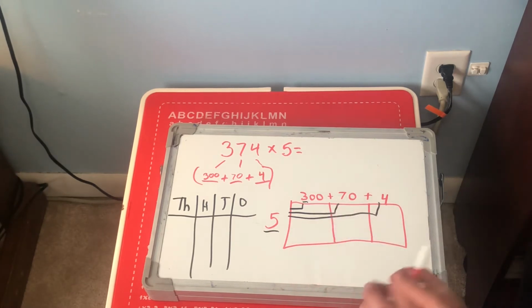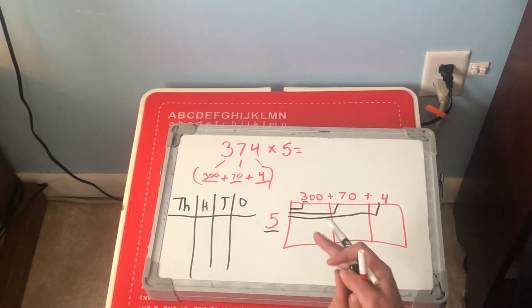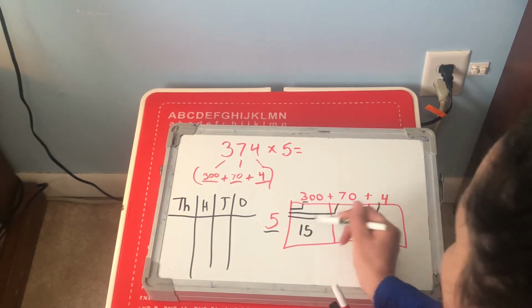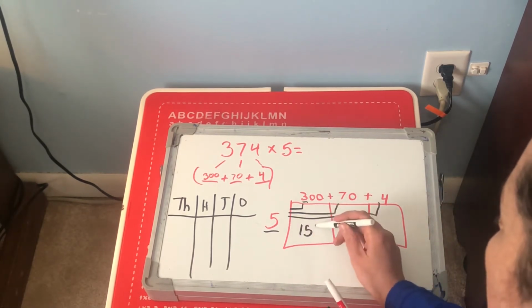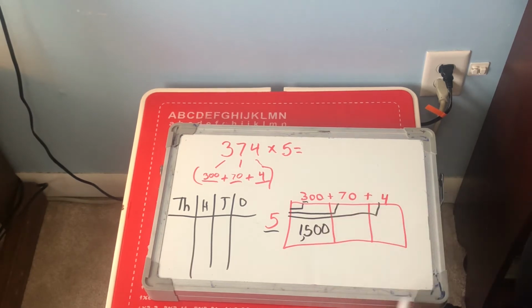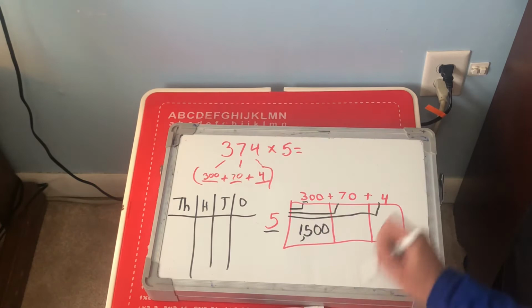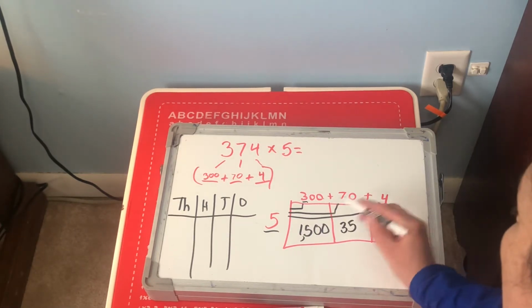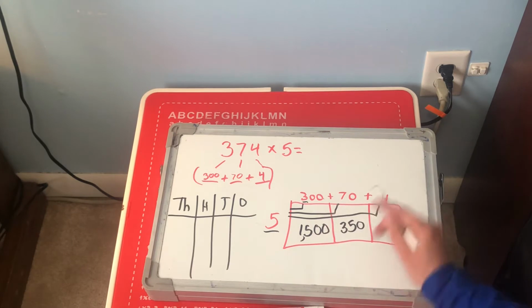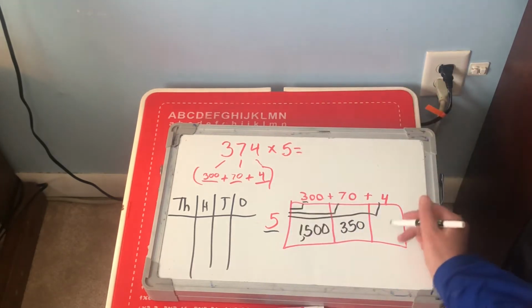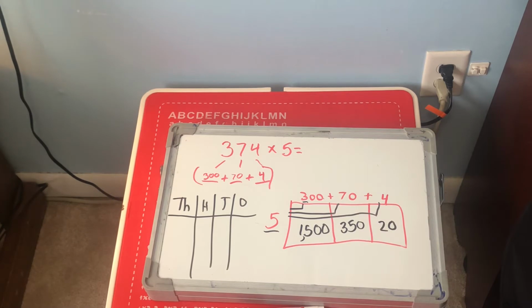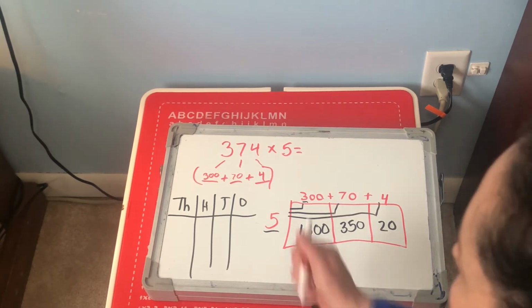5 times 3, 5, 10, 15. And how many zeros? 2. 1,500. 5 times 7, 5, 10, 15, 20, 25, 30, 35. How many zeros? 1. 5 times 4, 5, 10, 15, 20. Now, instead of having 2 partial products to add, I have 3. Okay? Same idea. Line them up.